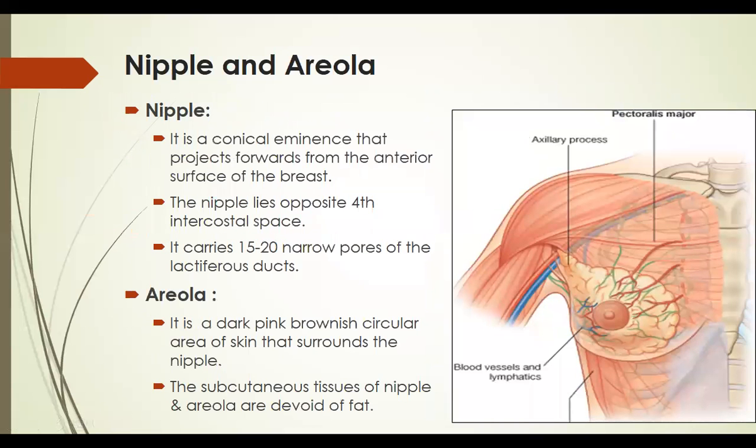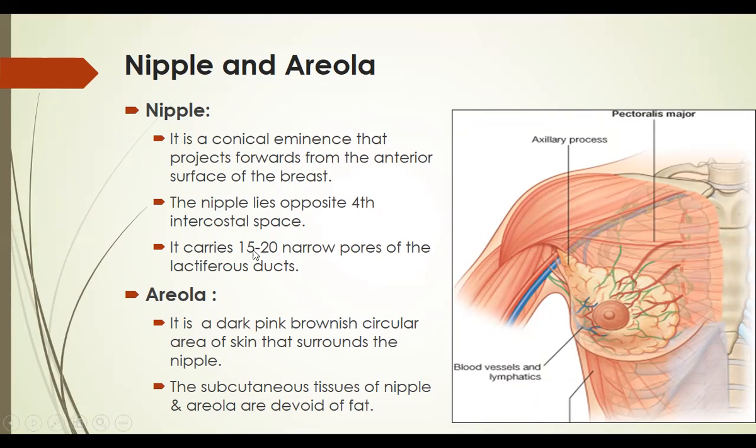Then coming to the nipple and the areola, this is the nipple, and around that pigmented area is called the areola. The nipple is a conical eminence, so this is the conical eminence that projects forwards from the anterior surface of the breast. The nipple lies opposite the fourth intercostal space. You should know where exactly it lies. It lies in the fourth intercostal space.